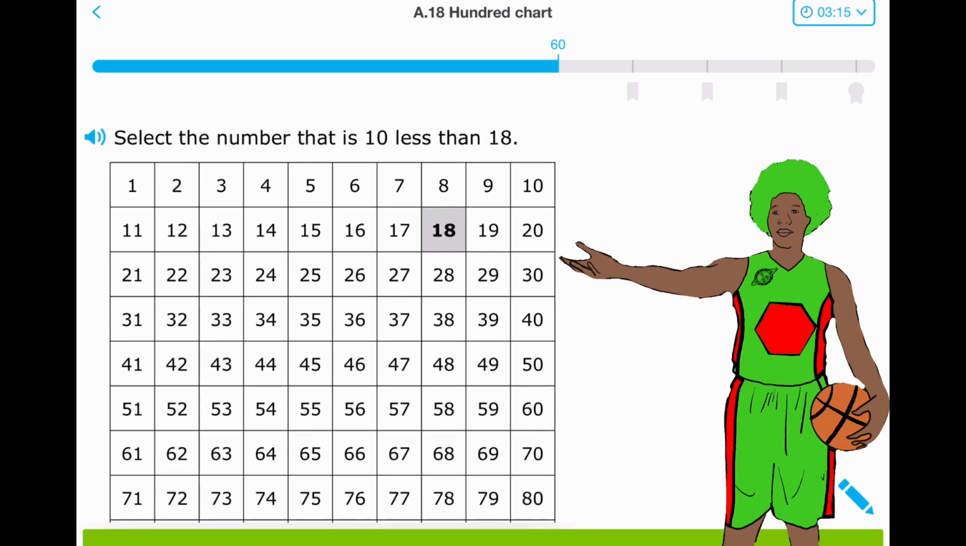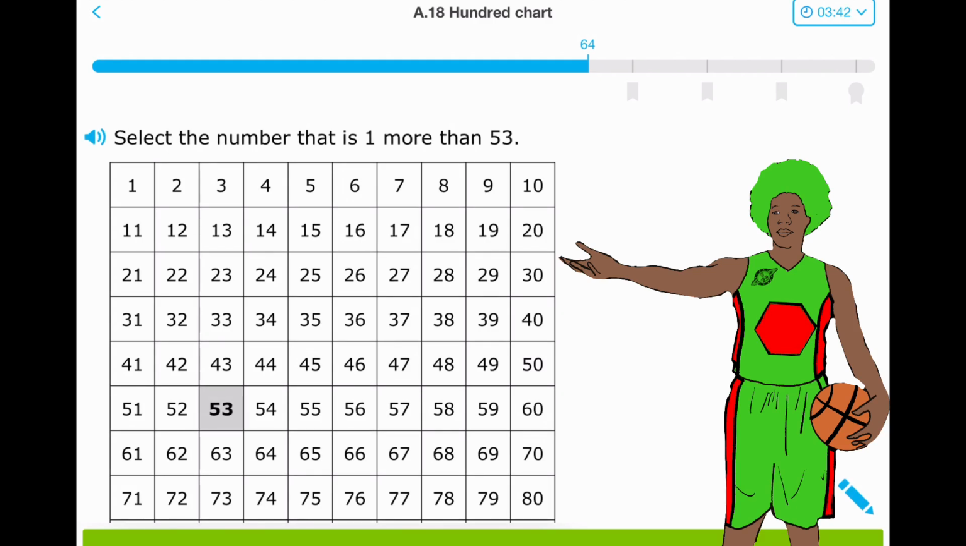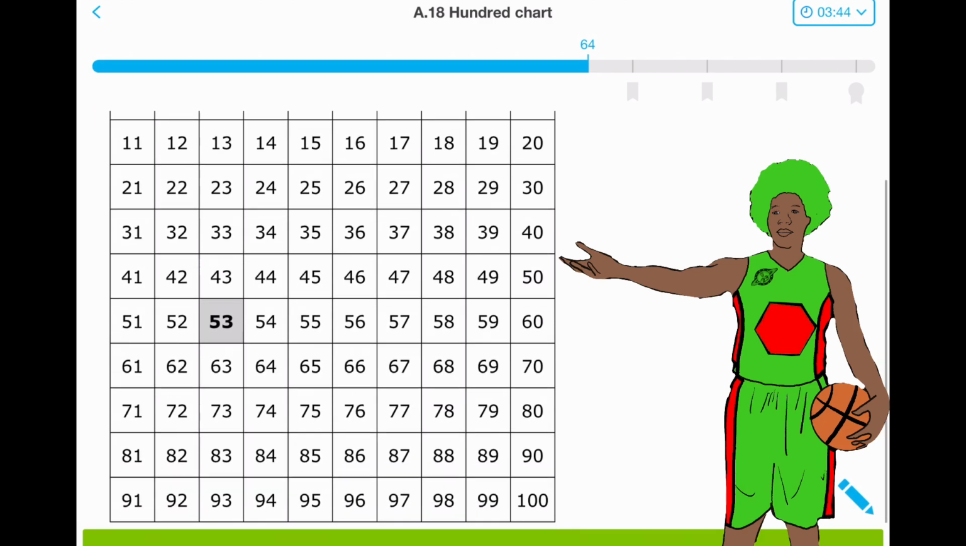Select the number that is 10 less than 28. Don't need to count back. I just need to look at the 18, and then I need to go up because the way this 100 chart is written, it's in a pattern. So the 10s go like down. So all I have to do if I want to go less is go back up 1, and it will be 8. Select the number that is 1 more than 53.